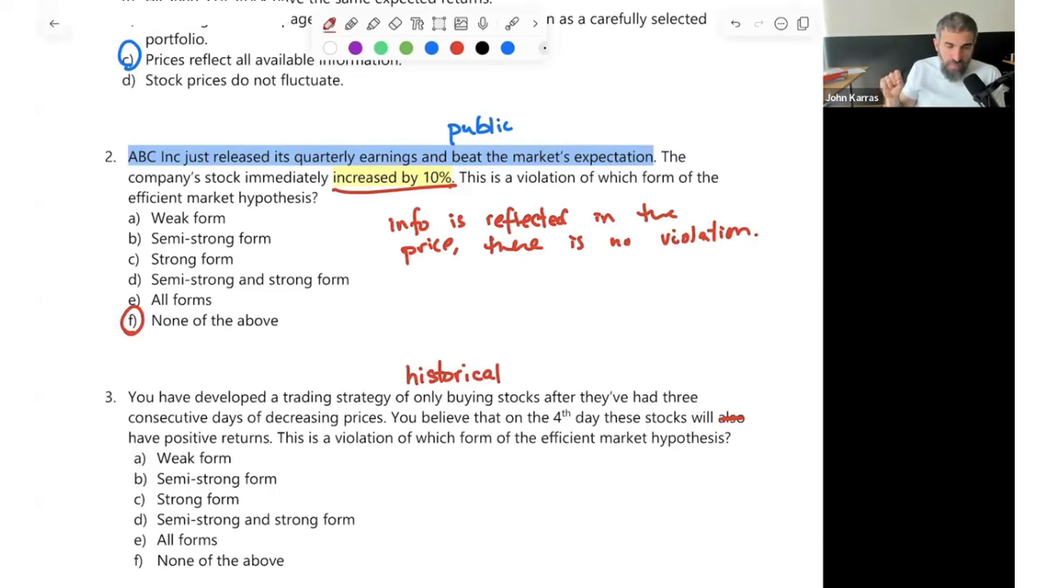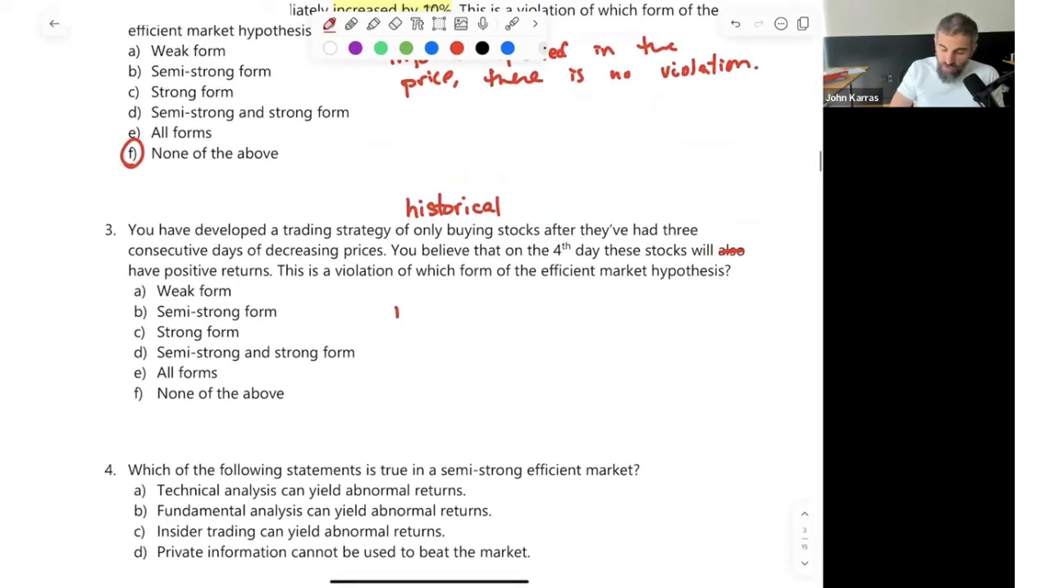I'm going to say that again, okay? If you are using the information to make your decision, the information is not reflected in the price, meaning there's a violation here. If you are using the information to make your decision, there's a violation. And so here, the info is not reflected. And so there's a violation.